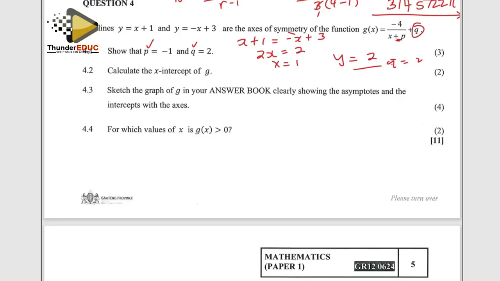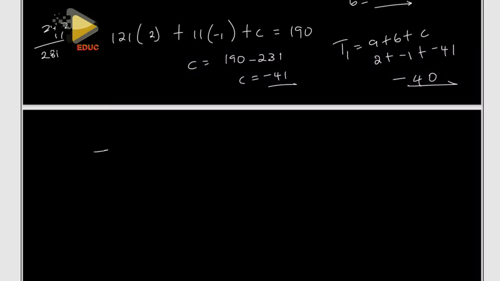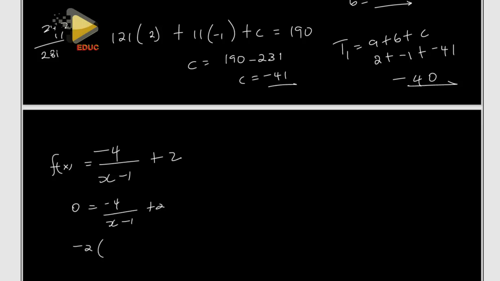Now 4.2, they want us to determine the x-intercept of g. So I'll start by rewriting that equation. It's going to be negative 4 over x minus 1 plus 2. Then for the x-intercept, y must be 0. Negative 4 over x minus 1 plus 2 equals 0. Move it that side, negative 2 times x minus 1 is negative 4.